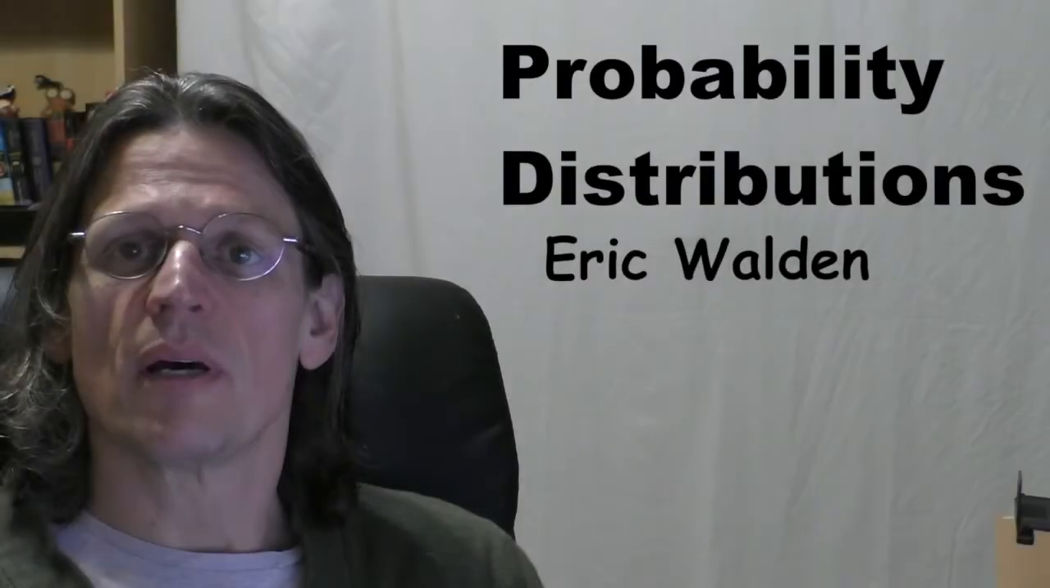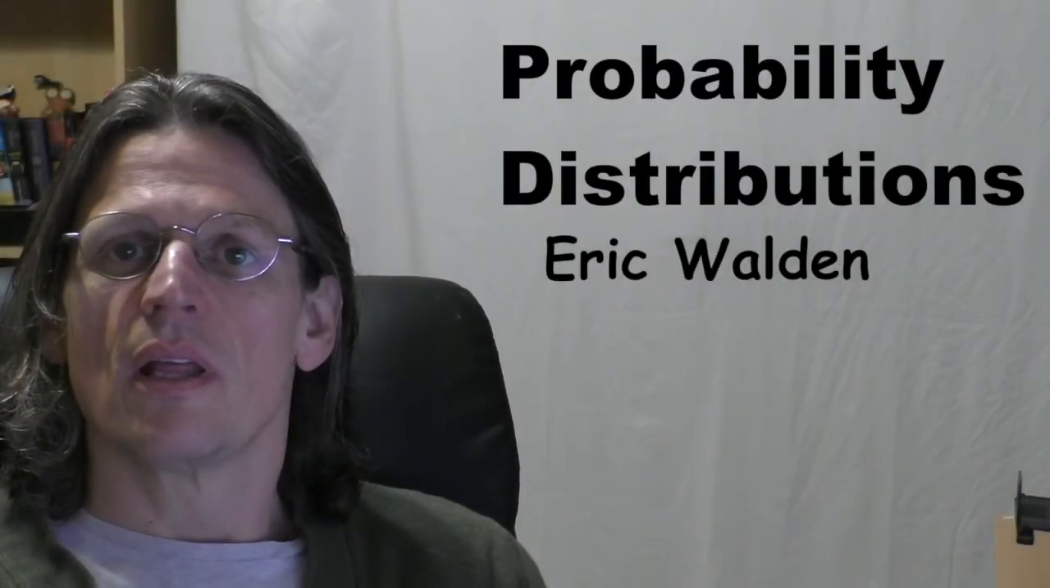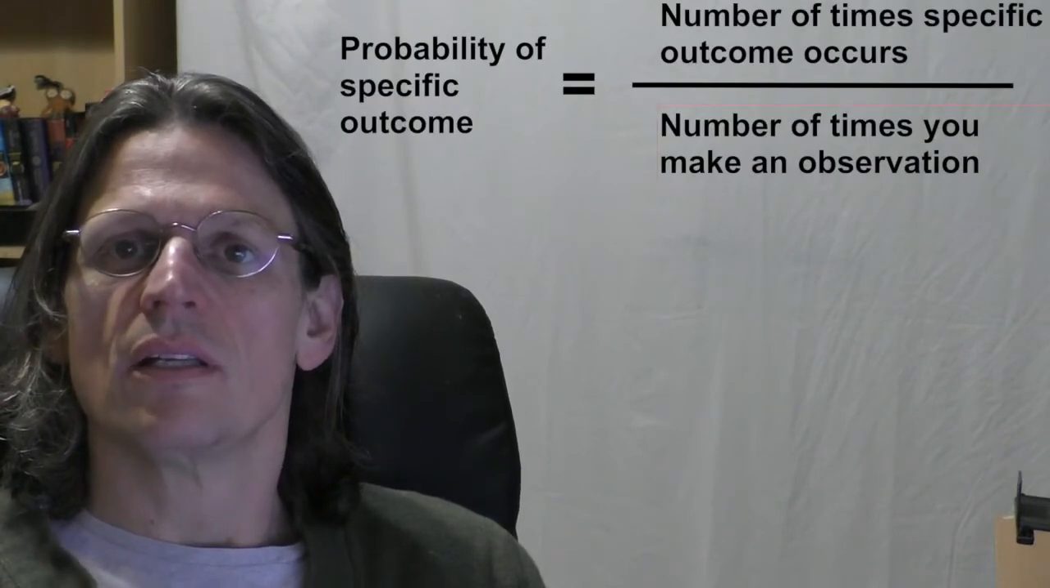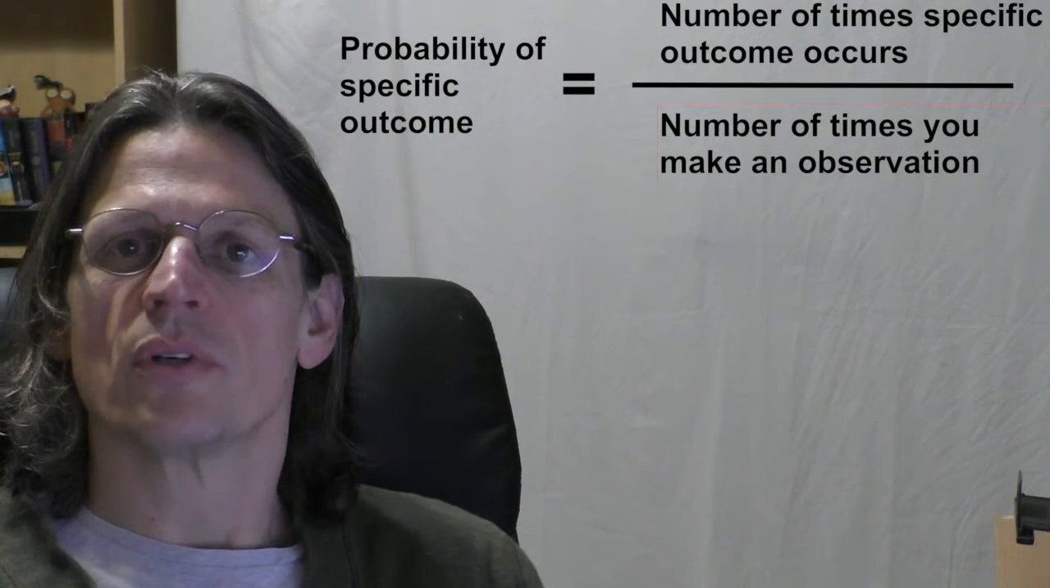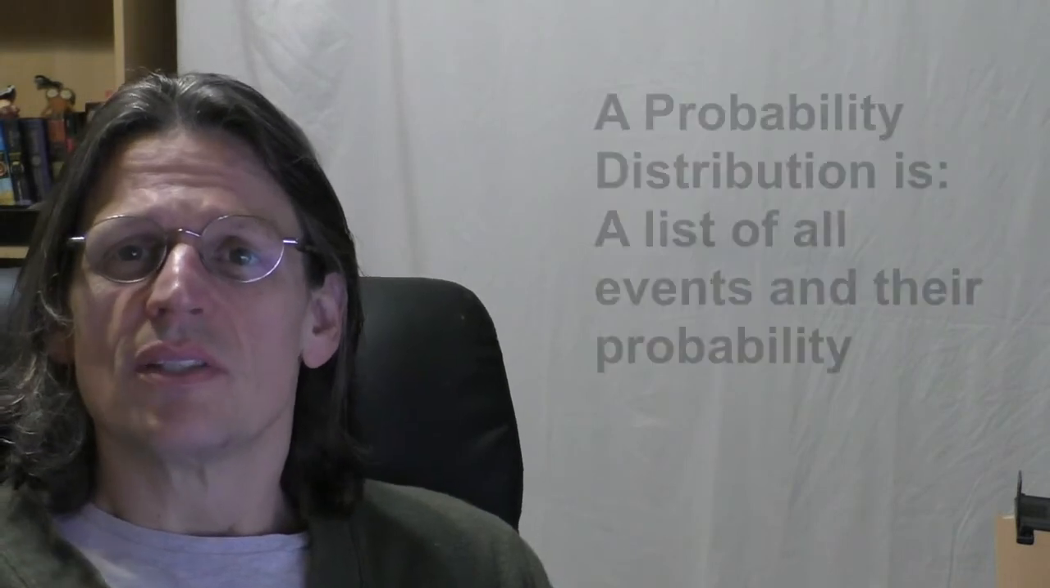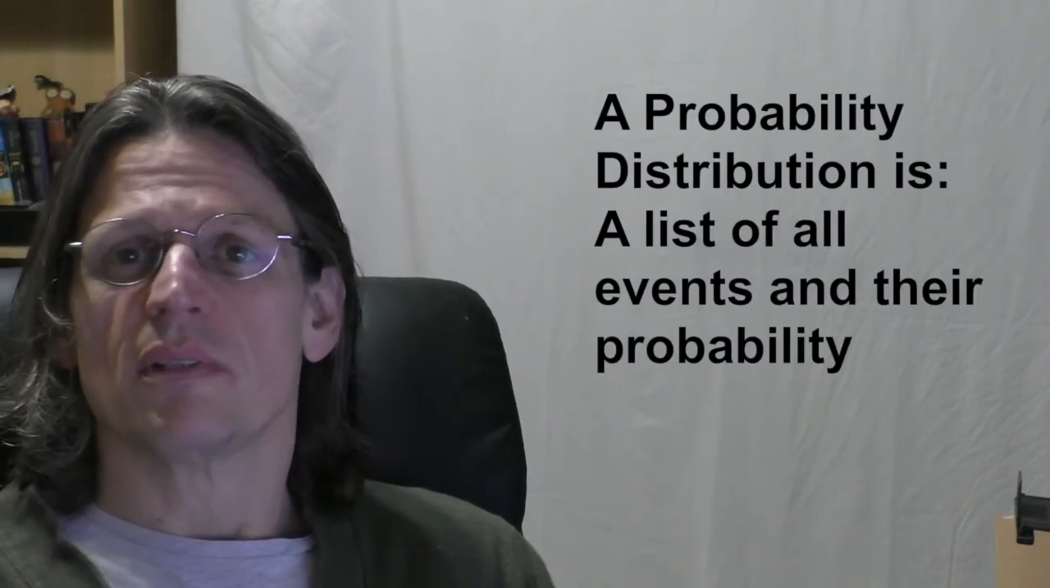Today we're going to be talking about probability distributions. The probability of a single event is the number of times that event occurs divided by the number of times you observe an experiment where that event could occur. So a probability distribution is just a list of all of the possible events that can occur and their associated probabilities. So for example, imagine that you wanted to flip a coin.